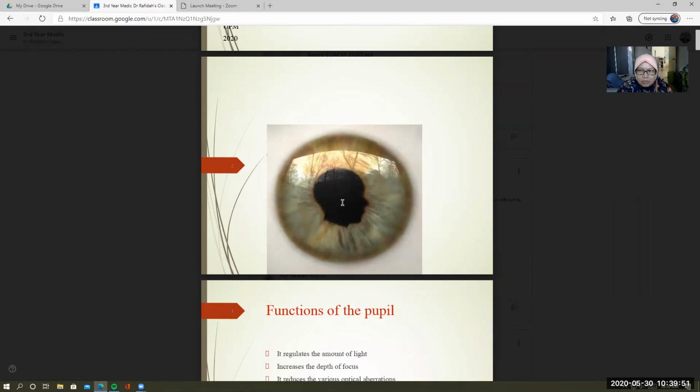So what is the function of a pupil? So what if you are born without a pupil? Can you see? Of course you cannot see. So it is very, very important because it allows the light to enter into the eye so that the retina can get the electrical impulses. Without pupil, nothing can get in.